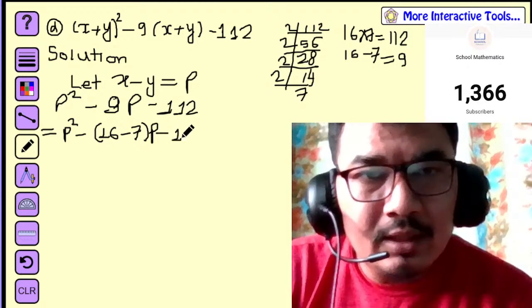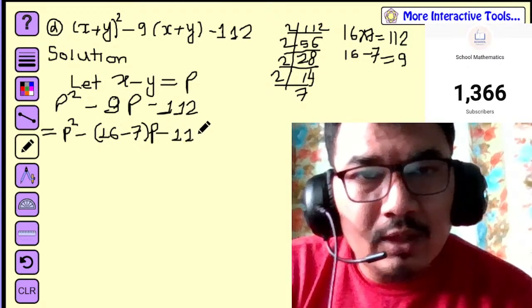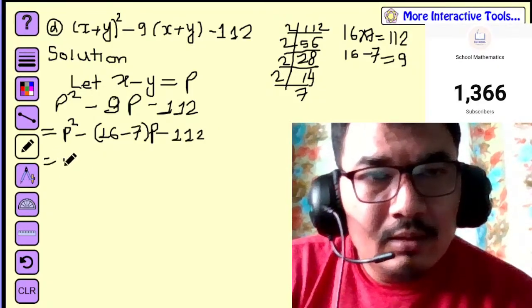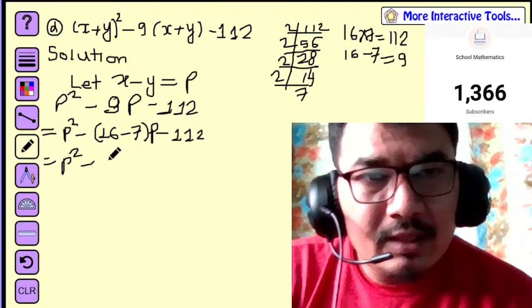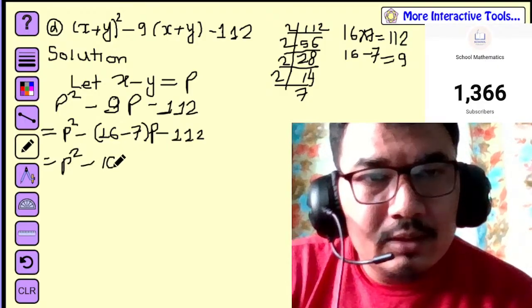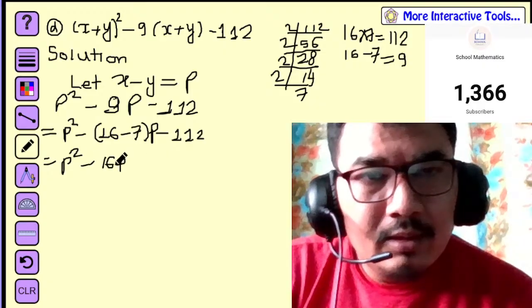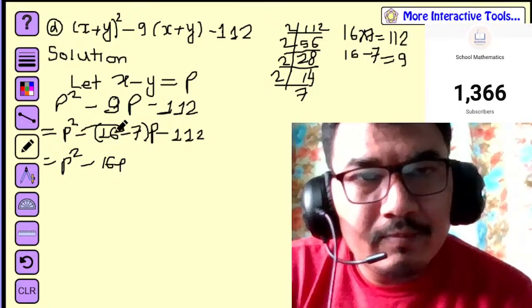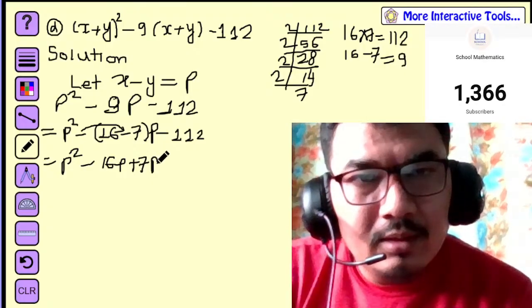Okay, now I mention here 112, and then see here, this is p square the same. Now let's remove this bracket, it will come 16p. When you remove this bracket, don't forget to multiply this sign. Minus and minus will be plus, and here comes 7p. Okay, and minus 112.